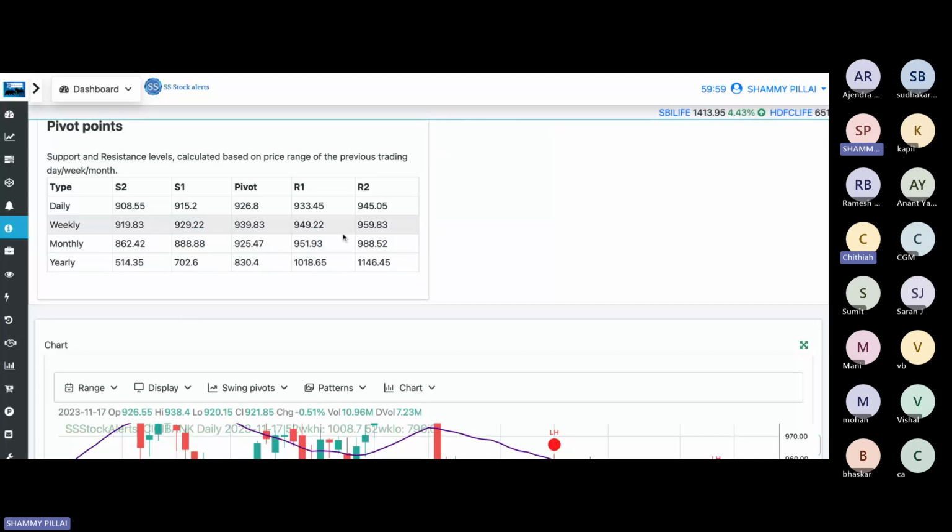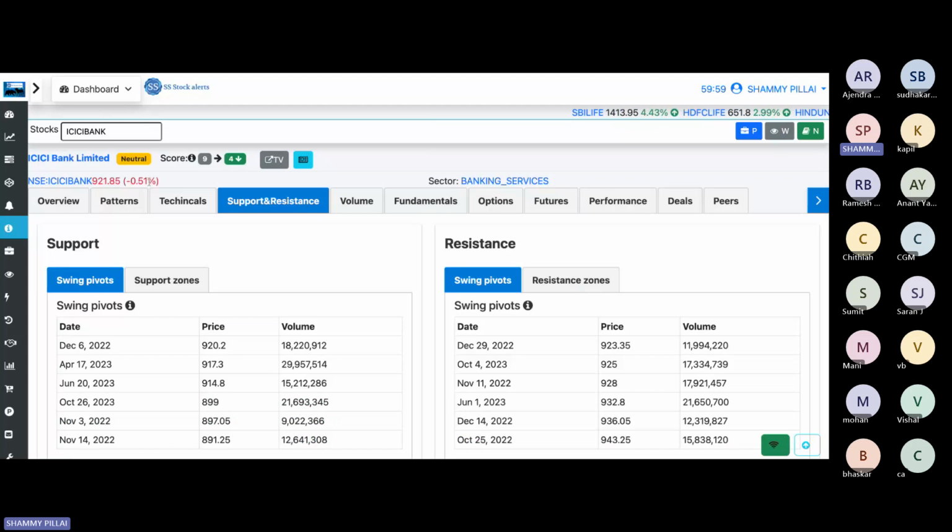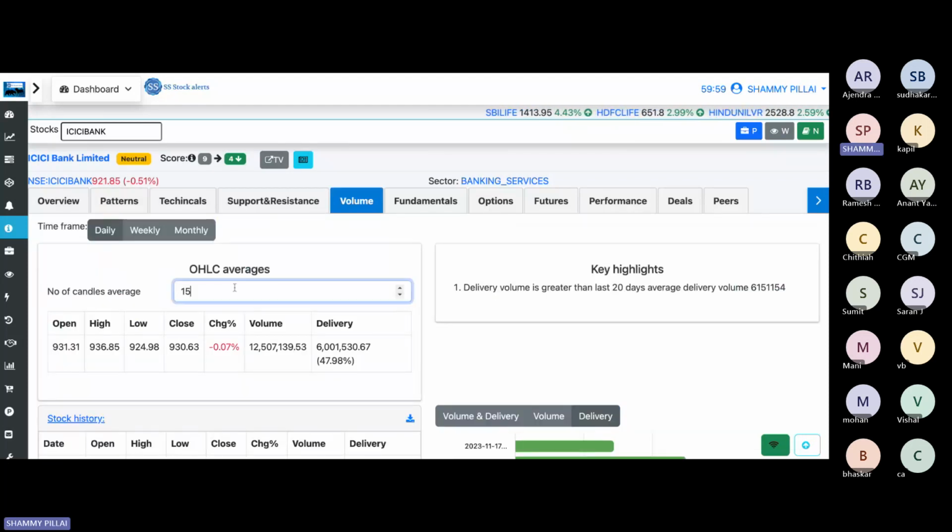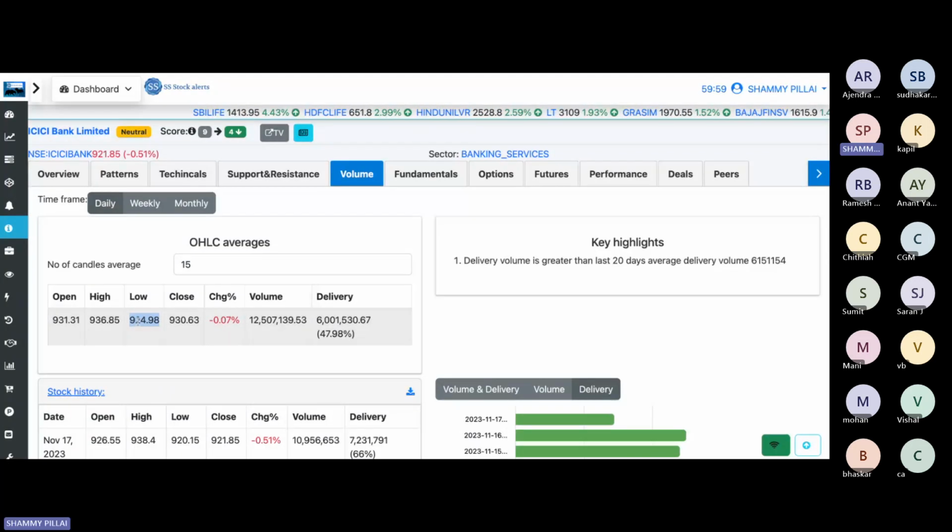This 4 quadrant is very important. Now it has breached the support. So it has just breached. Now go to volumes and just check. See, 924.98. The stock moves above this, then only it can give you a good run up.